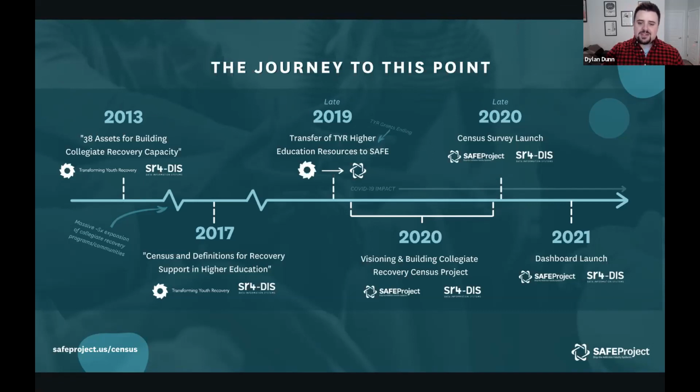With the alignment in our missions and resources and things like that, in 2019, late in that year, Transforming Youth Recovery actually transferred all of their higher education resources to SAFE Project, to the Safe Campuses team, which is massive. And around that same time, we saw a lot of the Transforming Youth Recovery grants continue to end in the later stage programs. I think some are currently using up the rest of their funds even into this year, but that was, for a lot of intents and purposes, the end of the granting program. Two months after that transfer, COVID hit.